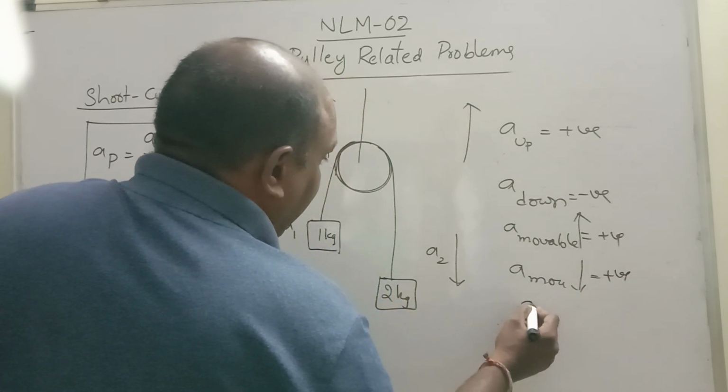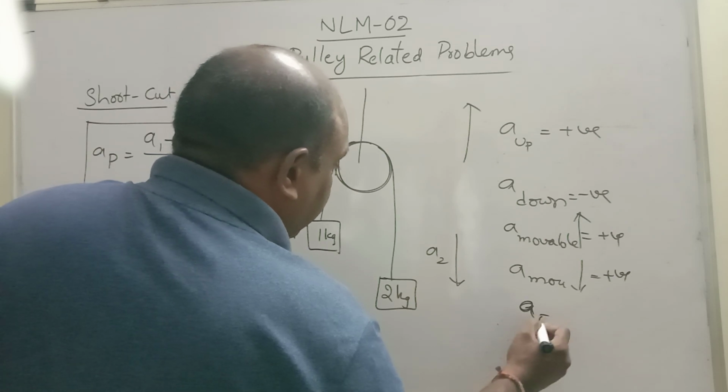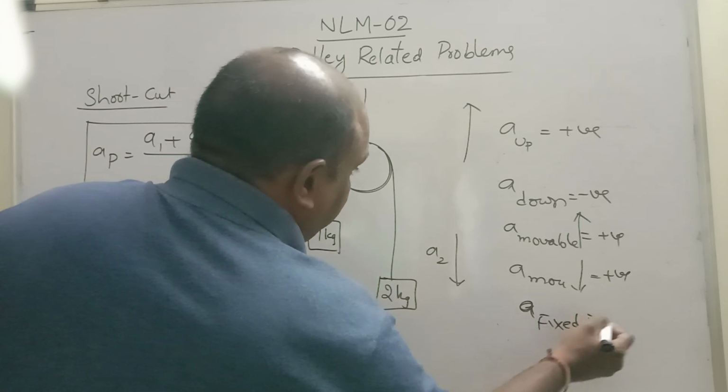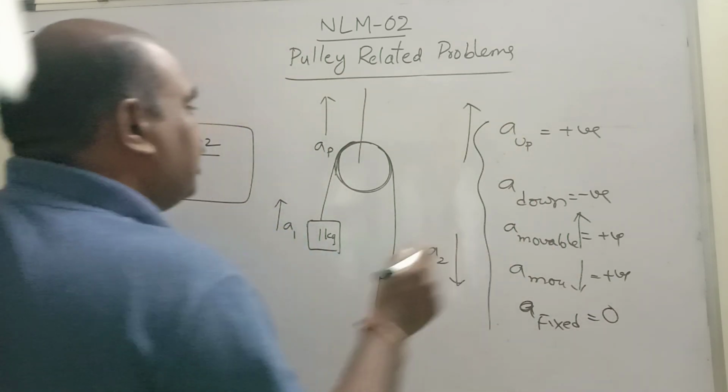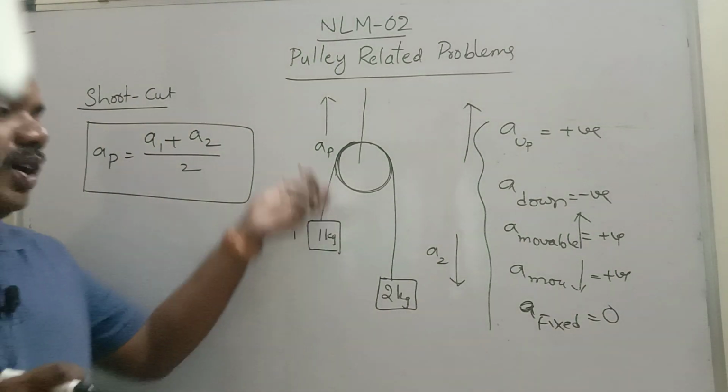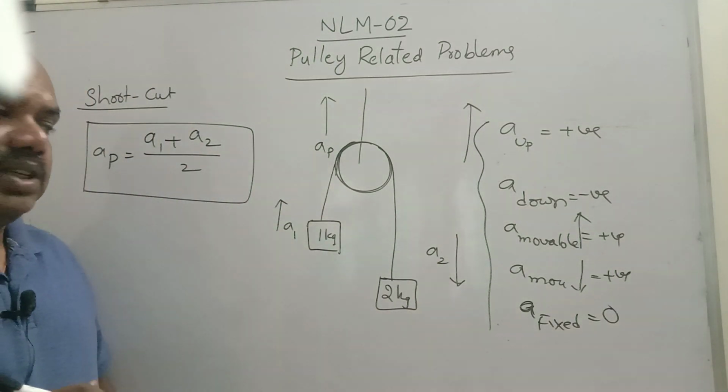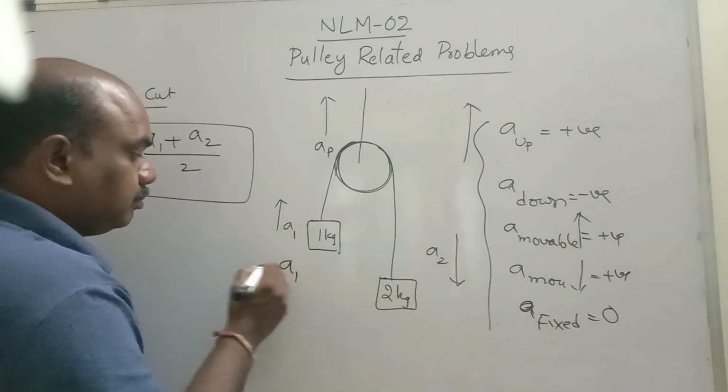Acceleration of fixed pulley. What is acceleration of fixed pulley? 0. Remember these 5 terms. Any problem you can solve. This body is going up. Take acceleration as positive. So A1 is positive.